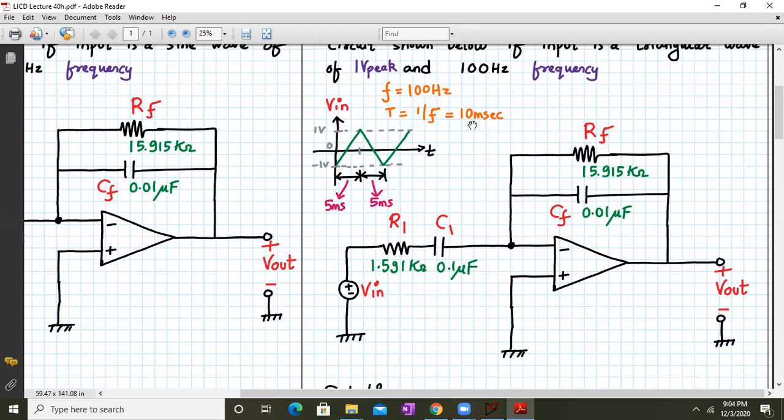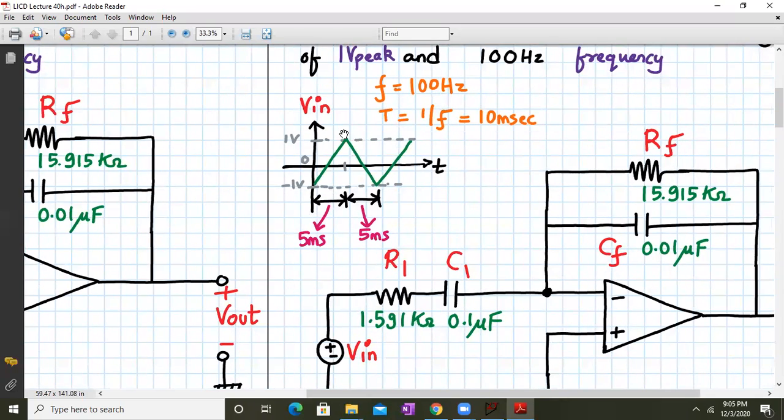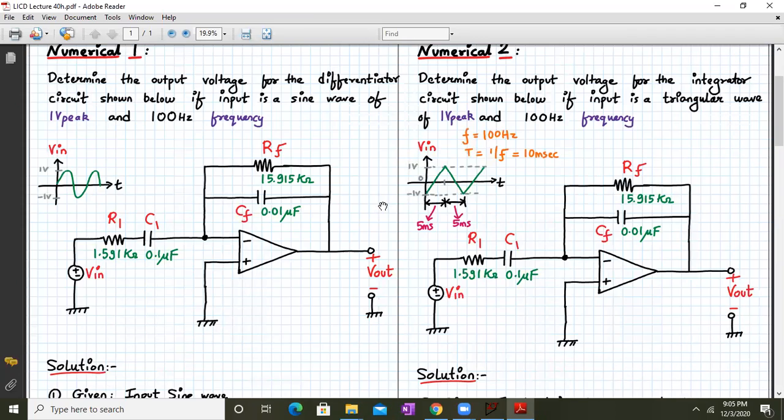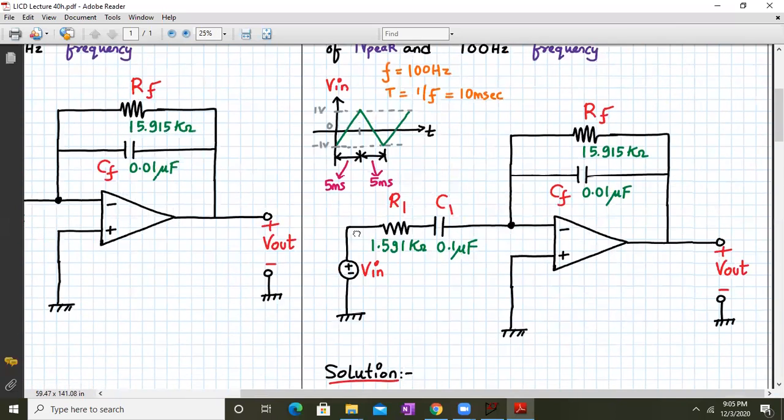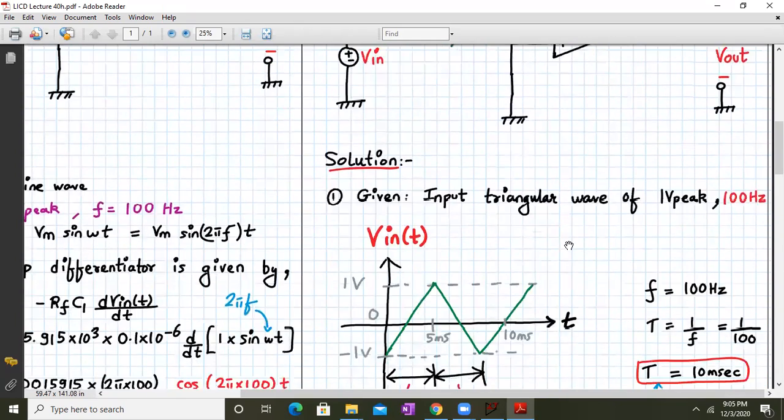So the time period will be 1 upon f, that will be 10 milliseconds. This waveform will rise from -1 to 1 in 5 milliseconds, and it falls from 1 to -1 in another 5 milliseconds. The circuit component values RF, CF, R1, C1 are given to you. So let us analyze this further now.